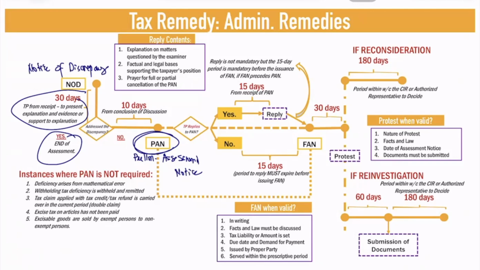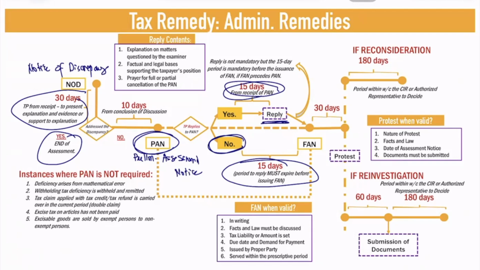And then the taxpayer either replies to the PAN or does not reply to the PAN. Sir, what is the effect if the taxpayer replies to the PAN? The taxpayer is given 15 days from the receipt of the PAN to reply. But if the taxpayer did not reply to the PAN, the BIR must first exhaust the 15 days before issuing the FAN. Okay, ulitin natin. Pag may PAN, taxpayer can reply or cannot reply. Kung magre-reply siya, may 15 days siya to reply from the receipt of the PAN. Pero kung hindi siya magre-reply, hindi pwedeng walang FAN. Kailangan tapusin muna ni BIR yung 15 days bago siya magbibigay ng FAN.